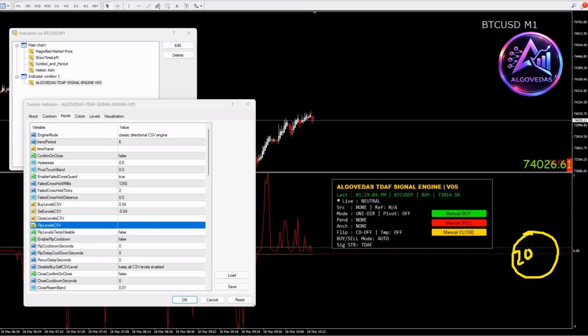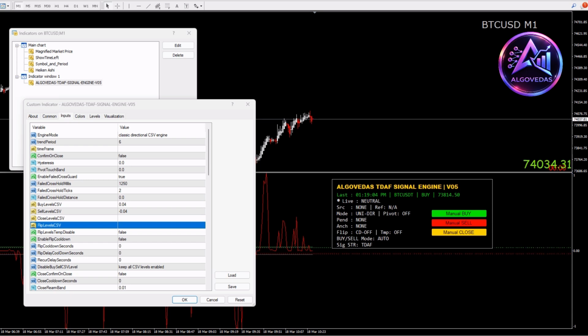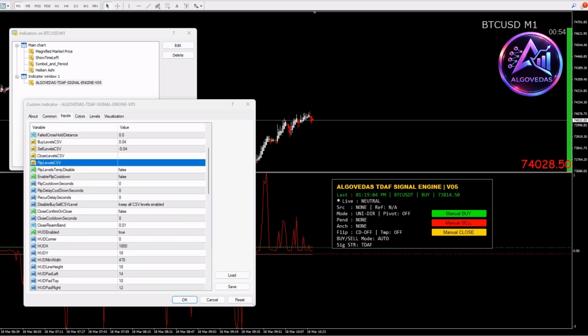But markets don't stay fixed. They flip, and so does this engine. Flip levels dynamically reverse logic. Buy becomes sell. Sell becomes buy, with cooldowns and delays, to prevent chaos. This is not reactive trading. This is adaptive logic.